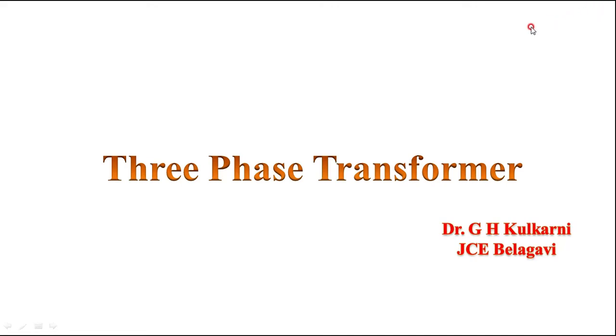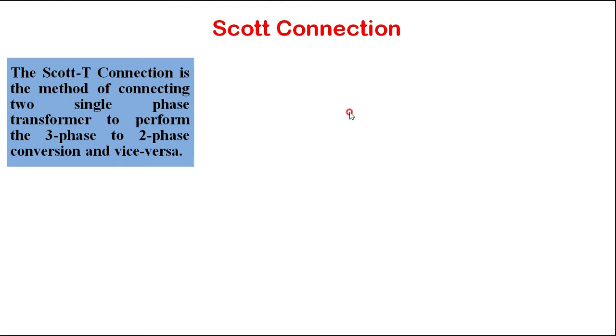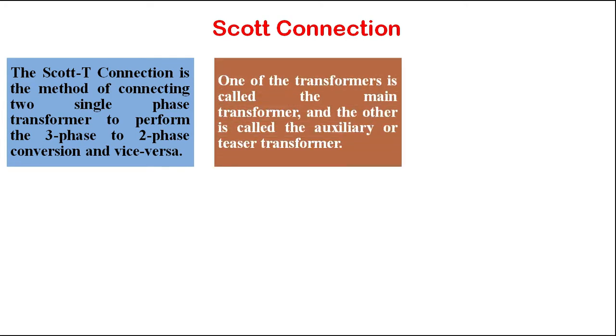In this session, we'll study the Scott connection, or T connection. The Scott connection, also called a T connection, is used for three-phase to two-phase conversion using two transformers. Basically, this Scott connection is used to convert three-phase to two-phase or two-phase to three-phase using two transformers.